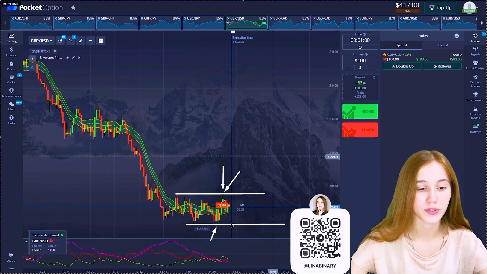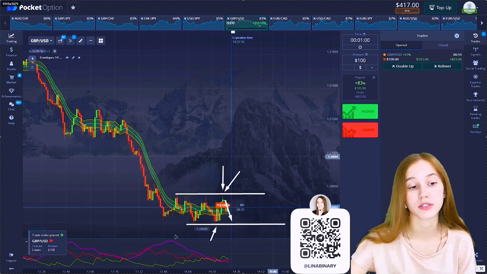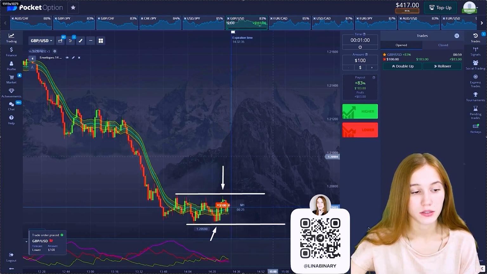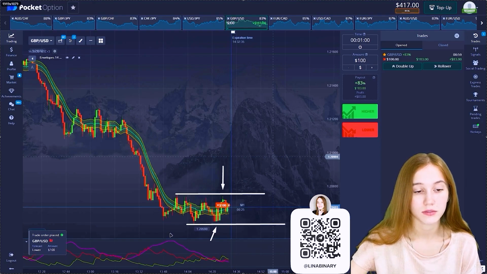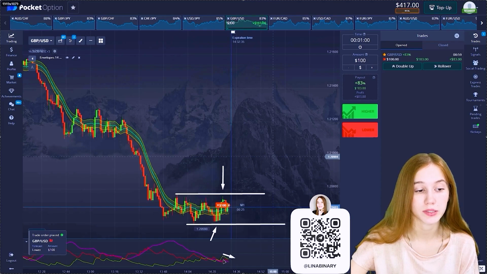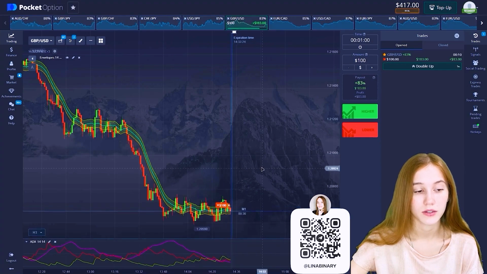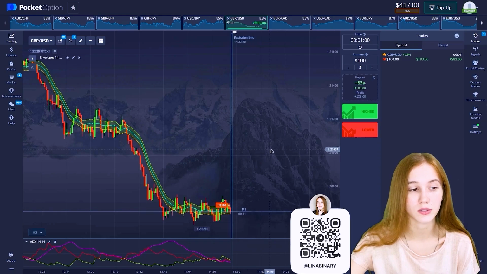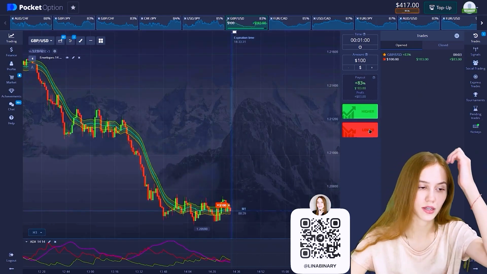We see our first indicator, boundaries, and the purple line shows that this line is decreasing. That's why we go up and down. And the seconds, 3 seconds left. And yeah, we're in the black. Profit is $183. And let's move on.